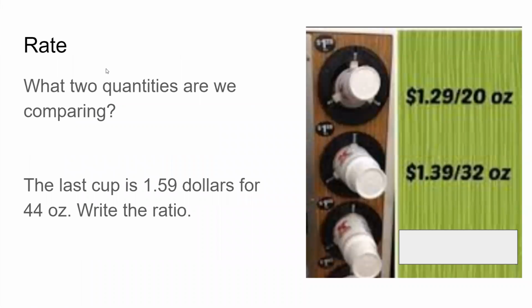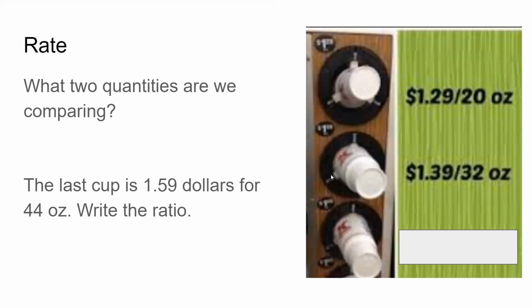We're also going to be talking about rate. So rate is, what 2 quantities are we comparing? So we're looking over here. This is at a Speedway or some kind of a gas station. They have their pops for sale. Look over here. What are our 2 quantities that we're comparing? Hopefully you're thinking dollars per ounce, because that's what that is. It's going to be $1.29 per 20 ounces for that first one.